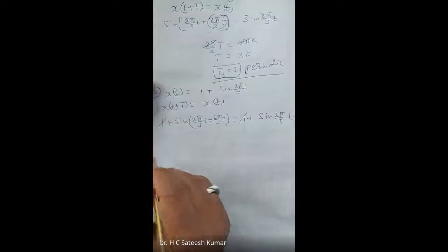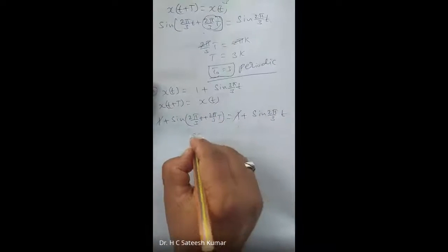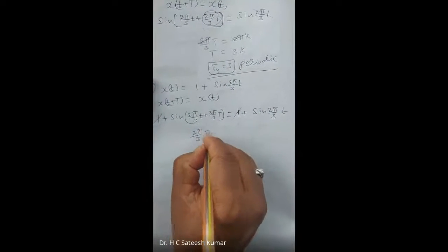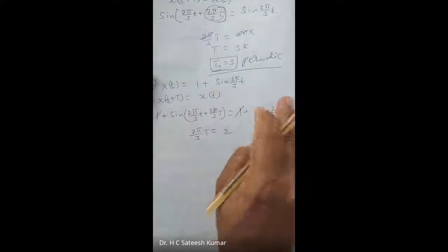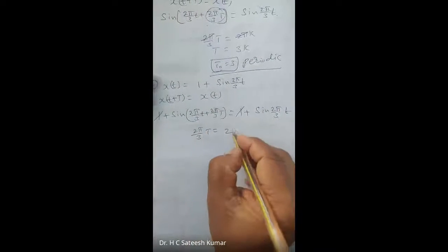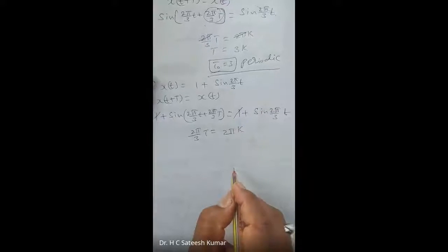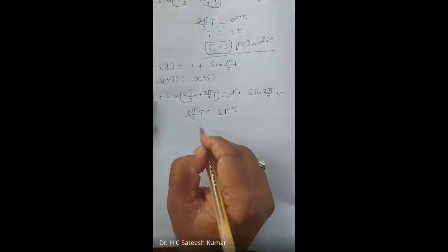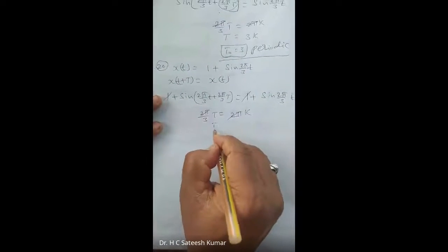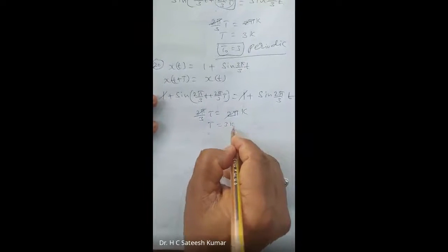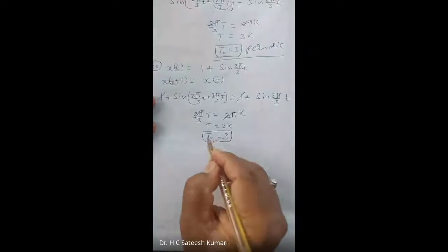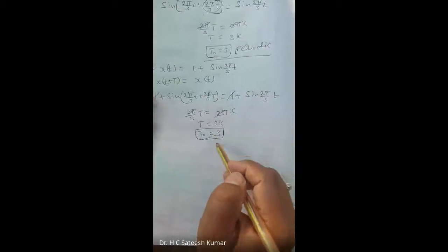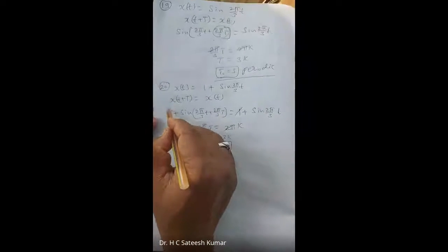The 1 gets cancelled. When these two are equal, 2 pi by 3 T should be equal to only this one. If you want this one to be equal to this, the second term should be an integer multiple of 2 pi. So therefore, 2 pi gets cancelled. T is equal to 3k. T naught, the fundamental period, is 3. Okay. This also has period 3.